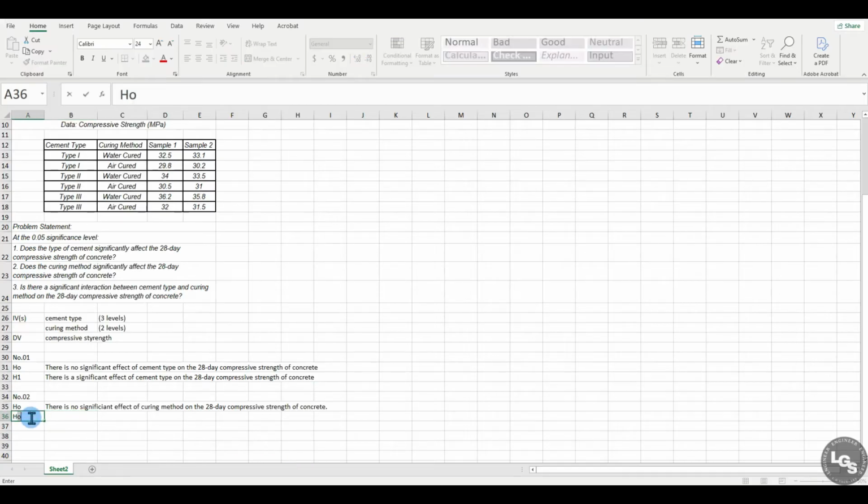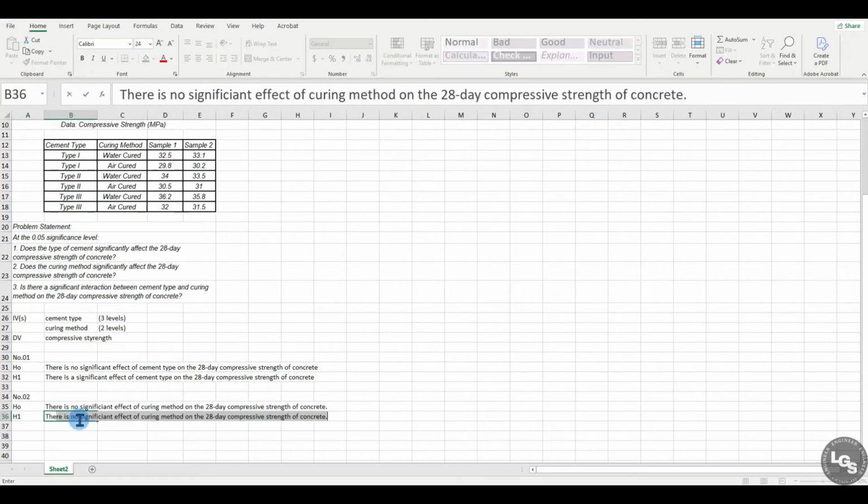And for the alternative hypothesis, we will negate the null, so that is, there is a significant effect of curing method on the 28-day compressive strength of concrete.